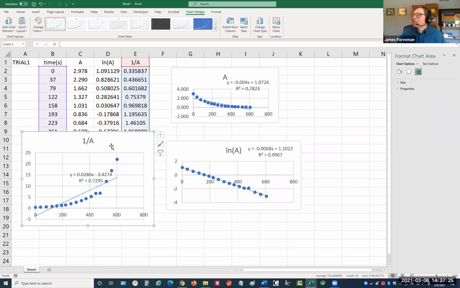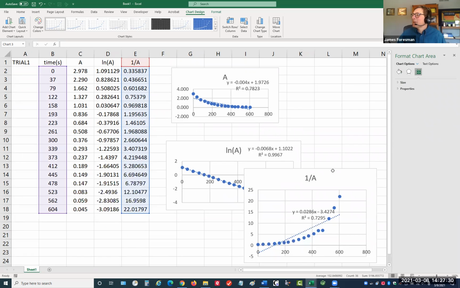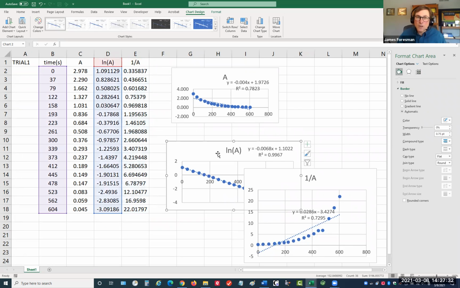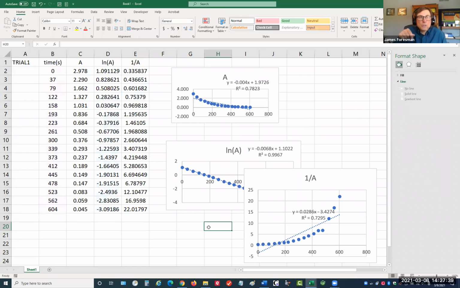So we've determined which one here is the best fit, and it would be the ln of A. You'll go through this for a second trial where you've changed the hydroxide, and you'll gather all of that data. But when you do the second trial, you don't have to do all 3 graphs. You can just do the one that is linear. This first trial is sufficient to determine whether it's 0 first or second order.